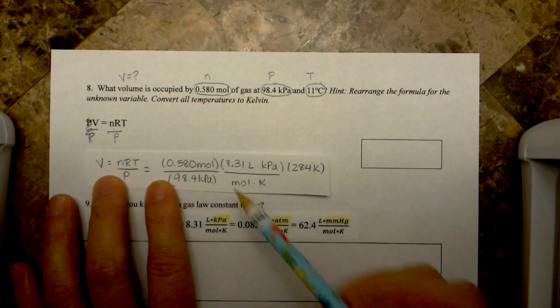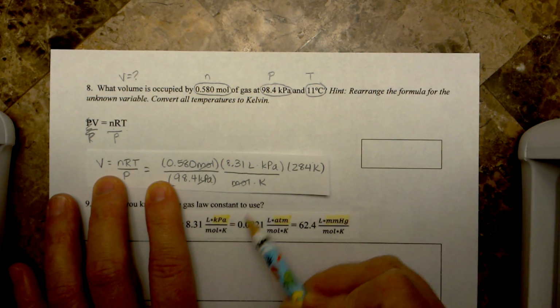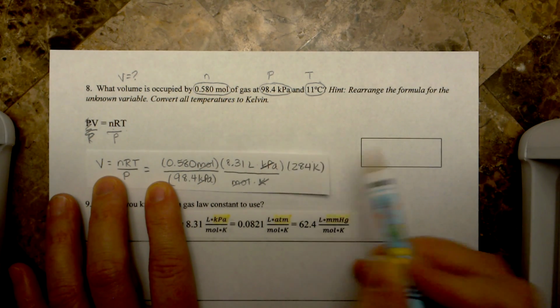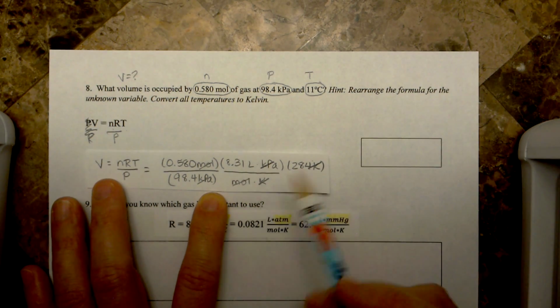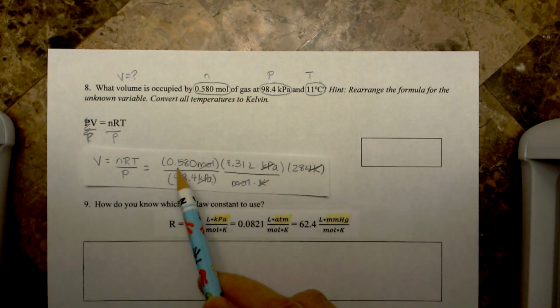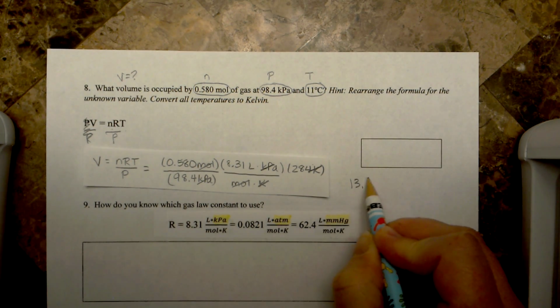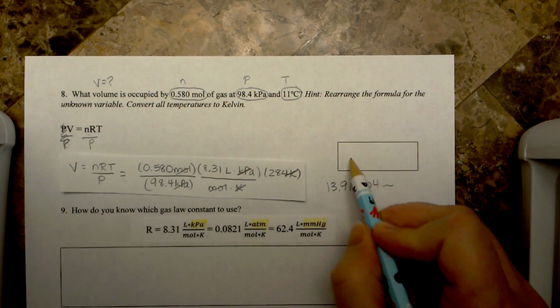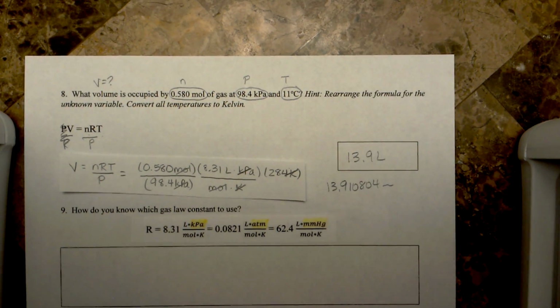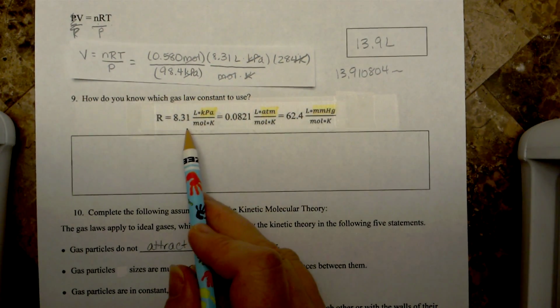Notice how the units will cancel. Our moles cancel, our kilopascals cancel, our Kelvin cancels, and I'm left with an answer in liters because the R has units, so don't forget that. So if I multiply these three numbers and divide it by 98.4, I'm going to get 13.910804 and so forth. A lot of calculator involvement, but I get 3 sig figs, so I'm going to put this. All right, now we just kind of answered this question just a moment ago.